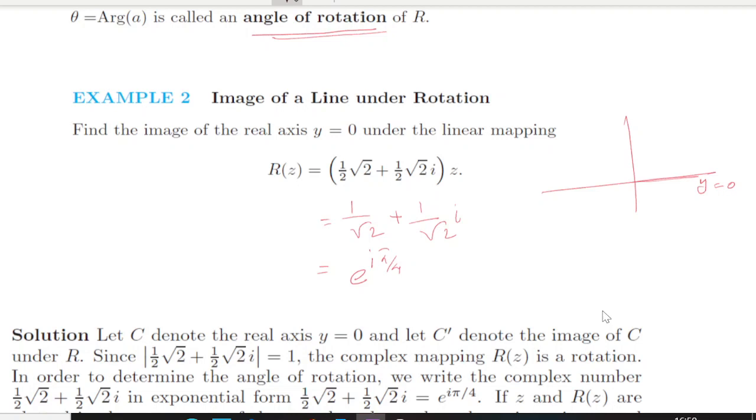So when you have z equal to r e raised to i theta, then R of z is equal to e raised to i pi by 4 into z. But z is r e raised to i theta, right? So this is equal to r into e raised to i into (theta plus pi by 4). Now what will this express?